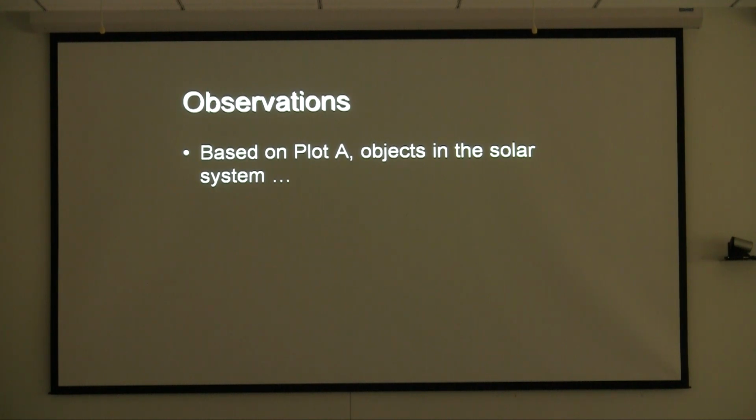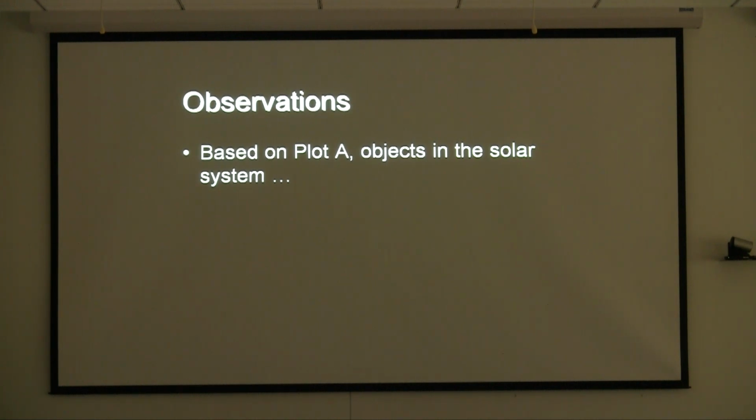We look at one plot. Based on plot A, finish the sentence: objects in the solar system, right here. Finish that sentence. I have no idea, we're talking about moons. Okay, moons in the solar system. But based upon this, is there a generalization you could make? Most objects in the solar system, she finishes it as have less than 5 moons.